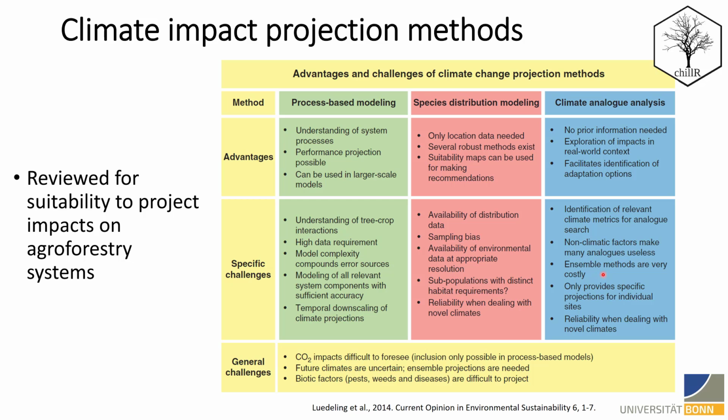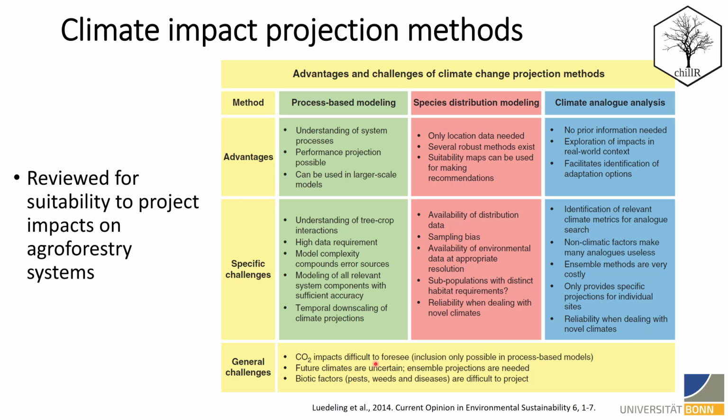Ensemble methods are very costly. I already mentioned that. And we only really get specific projections here for individual sites. So it's very difficult to transfer the results of this to anywhere else. Whereas a process-based model can be applied pretty much anywhere else, an analog analysis is really targeted for a particular location. Also, this doesn't really work with novel climates. If conditions predicted for the future don't have a modern day equivalent, then there's very little we can do with this method.